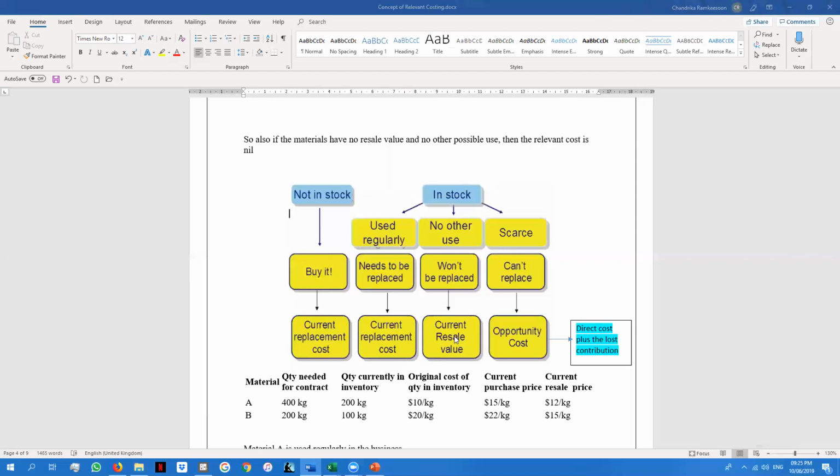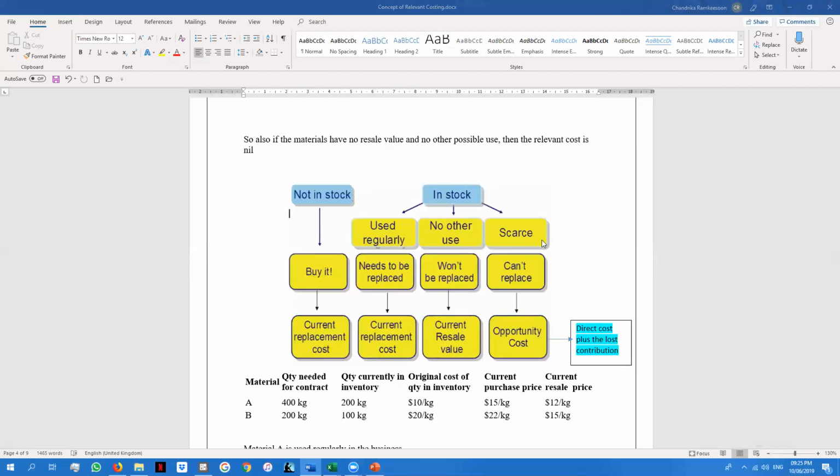By the way, using the same type of analysis here, no other use, won't be replaced. If the materials that we are talking about have no scrap value whatsoever, then the relevant cost will be zero. Again, a cost is either relevant or not relevant. It cannot be part of one and part of the other. It's either the relevant rule applies or it does not apply. So similarly, using this same rule here, no other use, will not be replaced, except that it has no current scrap value, the relevant cost will therefore be zero to charge to the job.